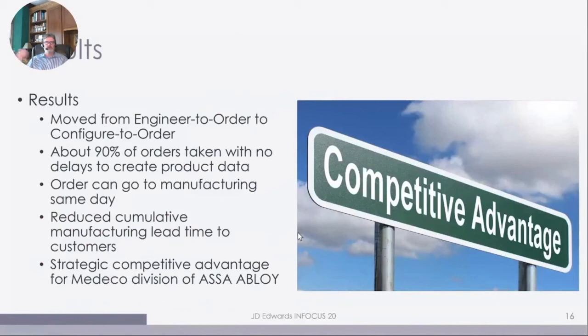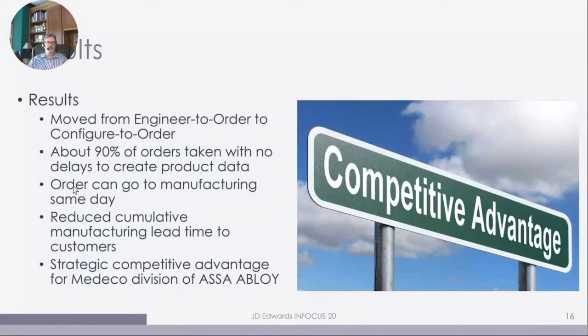We moved the organization from an engineer to order model to a configure to order model for their primary product. There were accessories and other things that weren't engineer to order. They were make to stock, but we had to move them from engineer to order, which was a lot more resource intensive and a lot more expertise involved, to more of an artificial intelligence process of ordering, where it's like ordering a pizza. Give us your choices. How many toppings do you want? What crust do you want? What sauce do you want? We're done. Here's your pizza. So about 90% of the orders are taken now without any delays to create the product data.